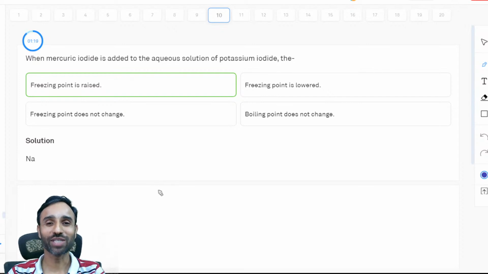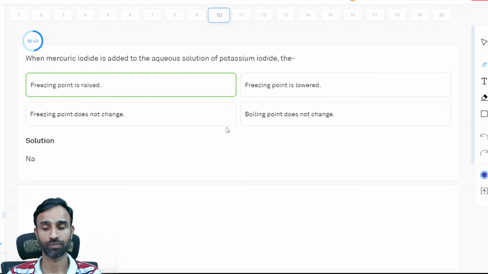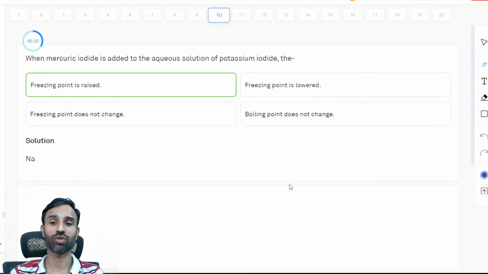Okay, this is a very interesting question from the solution. When mercuric iodide is added to the aqueous solution of potassium iodide, then freezing point is raised, freezing point is lowered, freezing point does not change, boiling point does not change. Mercuric iodide has been added to an aqueous solution of potassium iodide, so what will happen to the freezing point? Will it increase or decrease? It is a colligative property, keep in mind.